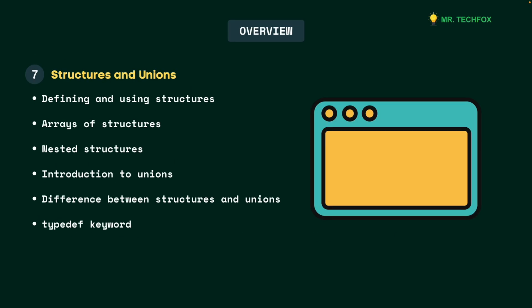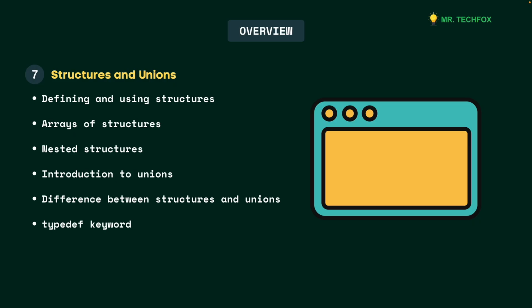This module dives into more complex data types. We'll learn about defining and using structures. You will learn how to define structures which allow you to group different types of data together. Then we'll know about arrays of structures. We'll learn how to work with arrays of structures, giving you the ability to handle multiple records in an organized way. Then we'll know about nested structures. We'll understand how to create structures within structures for more complex data handling.